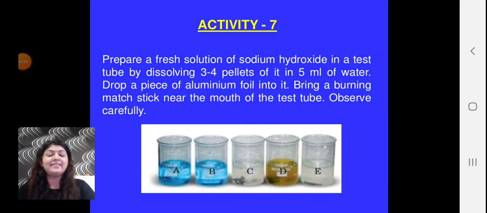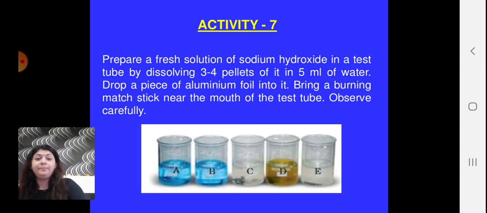You will realize that the alkalis are not sufficient to replace the metals, or you can say that they are not reacting with the metals. So whenever the displacement reaction takes place, it takes place only in the presence of acid, not in the presence of alkali. Now these are the beakers.